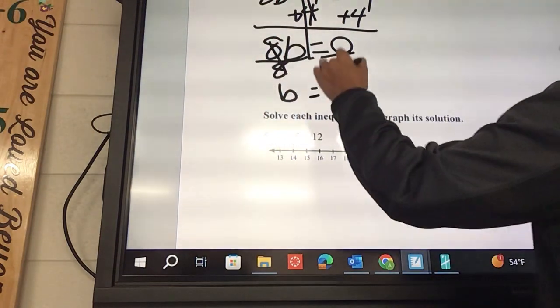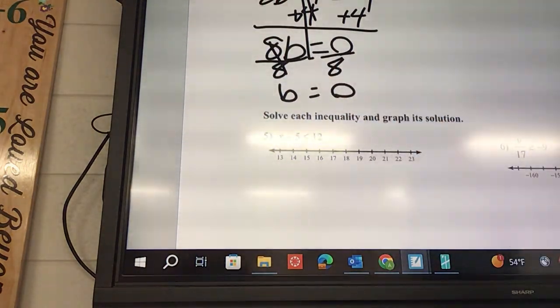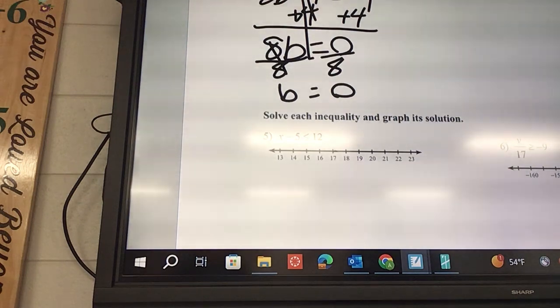And so a 0 divided by 8 is going to be 0. And so this one is solved.